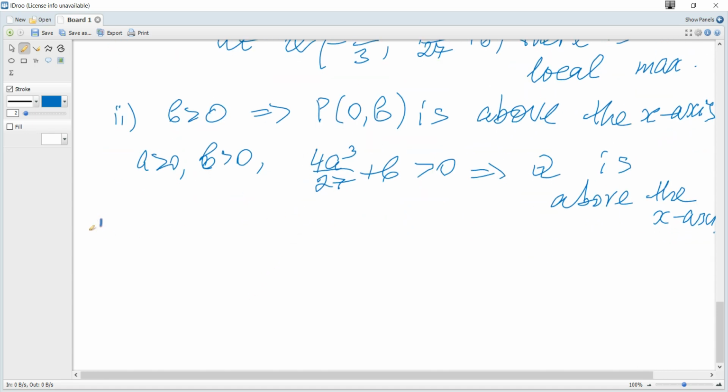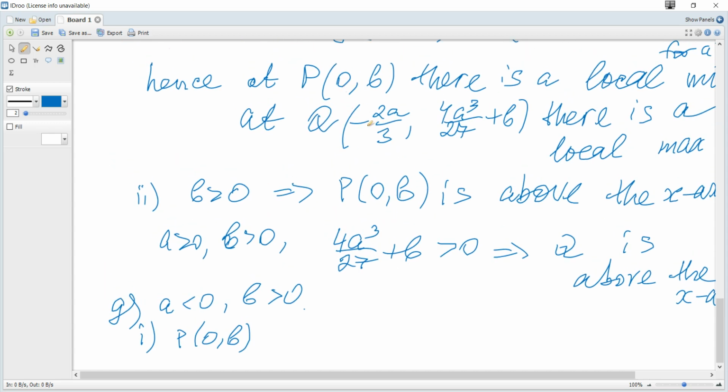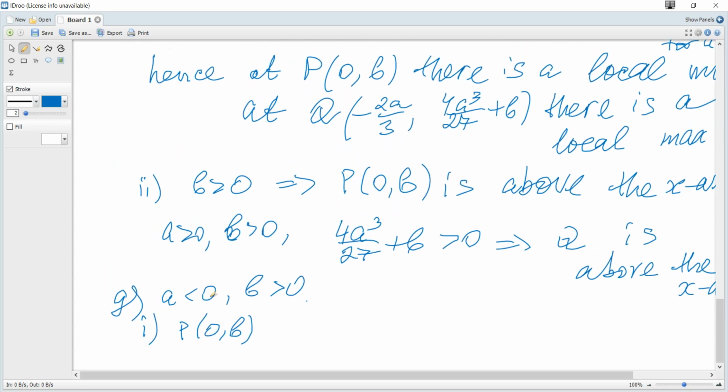Next, G. Consider the points P and Q for a less than 0 and b greater than 0. I. State whether P is a local maximum or local minimum and whether it's above or below the x-axis. 1 mark. So we need P only, it's (0, b), and Q is at x equals negative 2a over 3, which will be positive and greater than 0, so Q will be to the right, so P will be maximum, Q will be minimum.